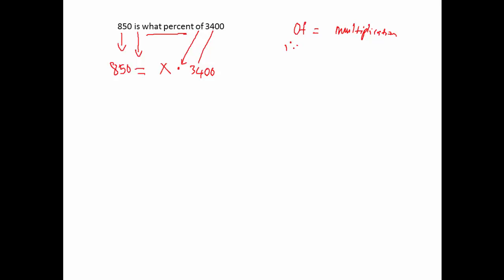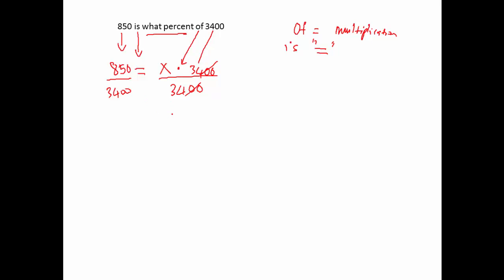Similar type question. A50, bring it down, is, this is an equal sign. What percent we call maybe x variable, of is multiplication, and then bring down this, 3400. So remember, of is the same thing as multiplication, right? And then is, this is the equal sign. Okay. So now we want to solve for x. That means we divide by 3400 on both sides.